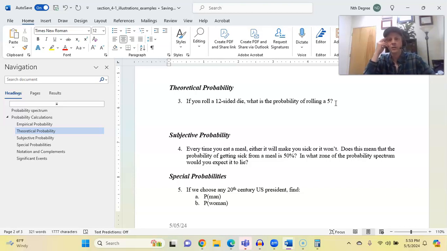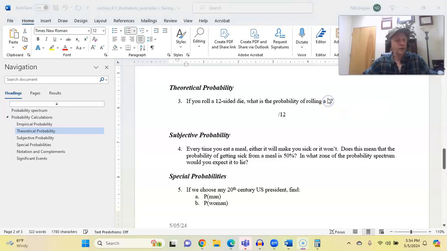Okay, so what are the trials in this problem? The trials would be all possible sides of this die. So there are 12 of them. So would the probability be 5 out of 12? That would be the most common wrong answer again, because sometimes students just write down whatever they see on the page. But if you think about it, how many 5s are there? How many of these sides say 5? Only one of them. Okay, so the probability is really only 1 out of 12. There's one 5 out of the 12 sides.